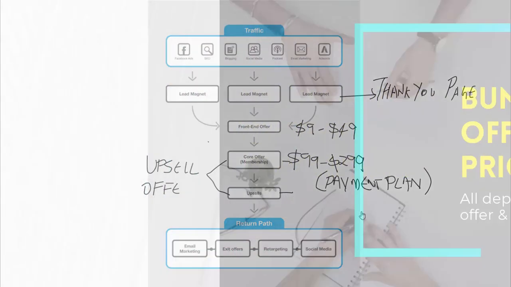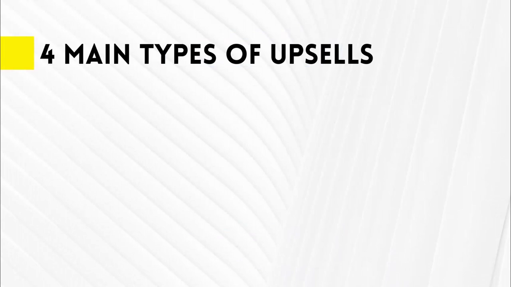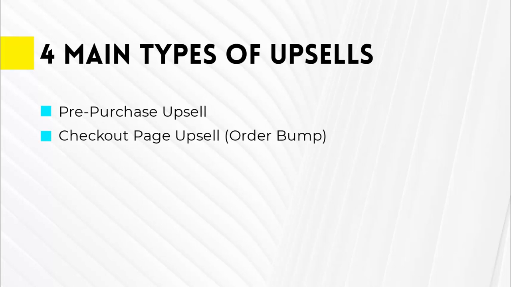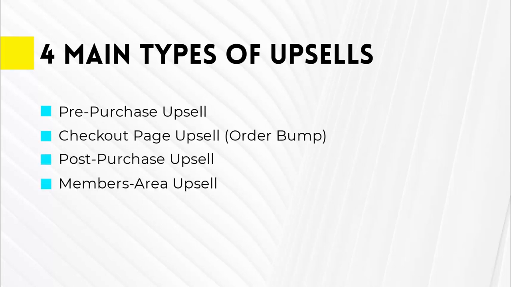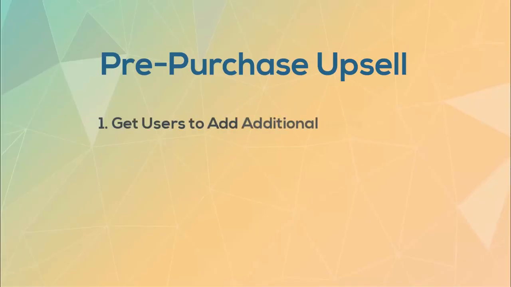Now, when it comes to upsells and increasing your profits, there are actually 4 different types of upsell offers that you can leverage to increase your average order value. Number one, pre-purchase upsell. Number two, checkout page upsell, which is also referred to as order bump. Number three, post-checkout upsell. And number four, members area upsell.